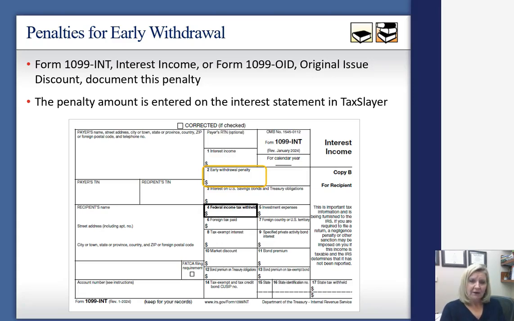If you have a penalty for early withdrawal of savings, that is going to show up usually on the 1099-INT form, and it is entered on the interest statement in TaxSlayer.